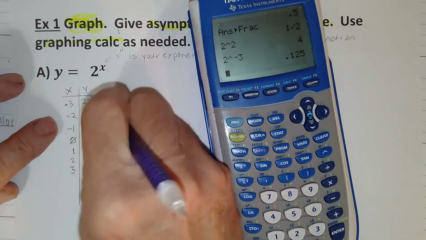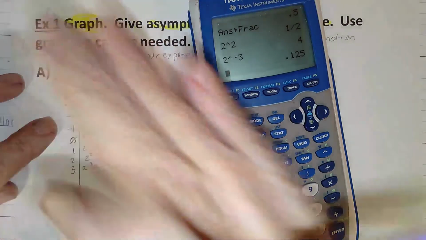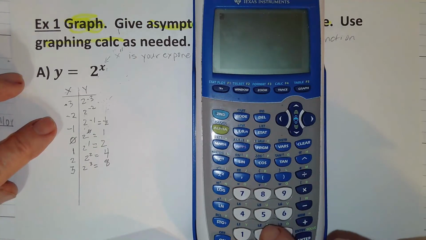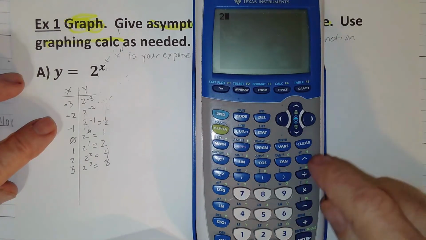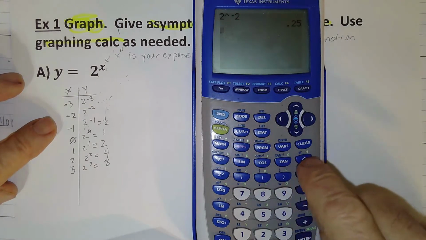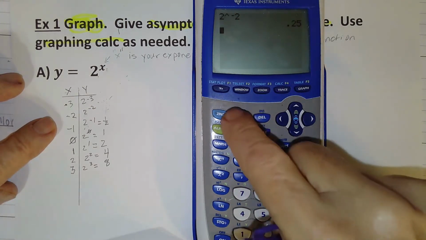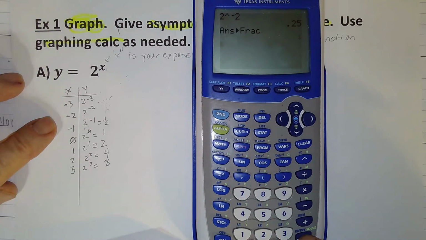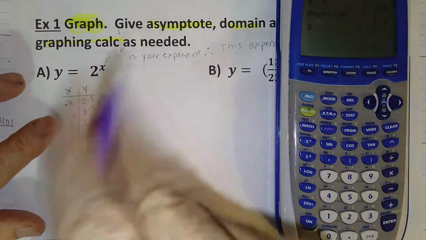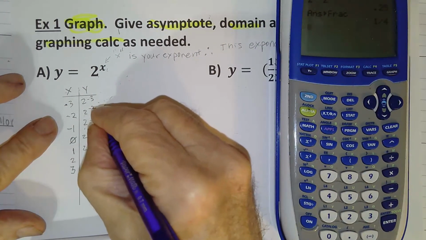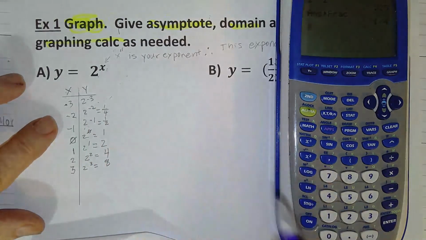So let's go back to this one here, 2 to the negative 2. Let me rewrite that. So let's clear. So 2 caret and then negative 2. I didn't put in the negative 2. Okay, that's 0.25. And let's frac that. So hit math and then frac and then answer frac, and you get 1/4. Okay, that looks better. So 2 to the negative 2 is 1/4.